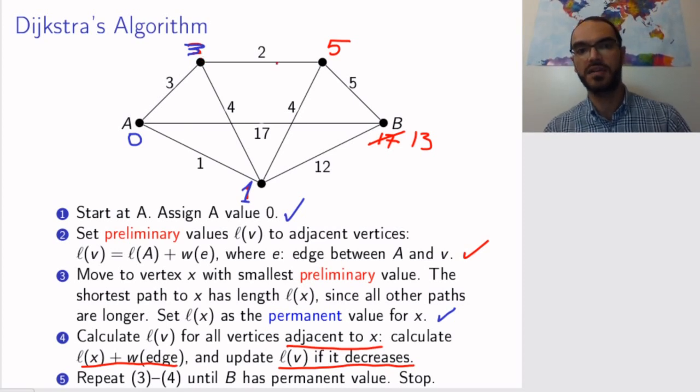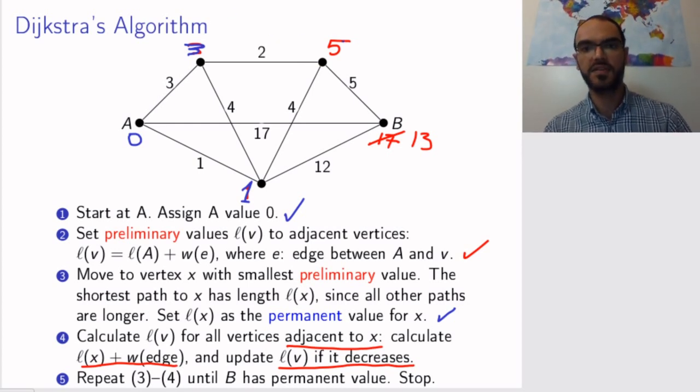I look at all the adjacent preliminary vertices and see if I can improve something. So from this vertex of value 3, I can reach this vertex by adding 2. 3 plus 2 is 5. I already have 5. No improvement. So I'm done.